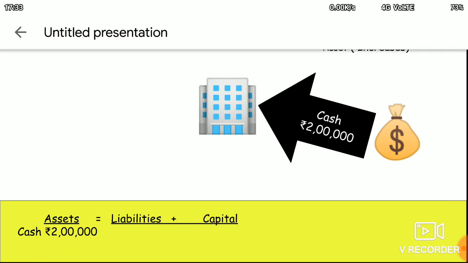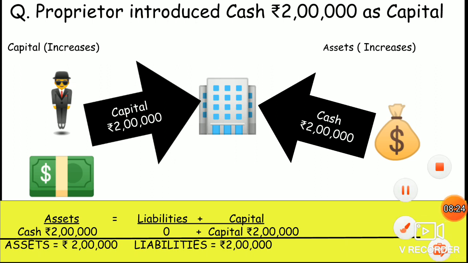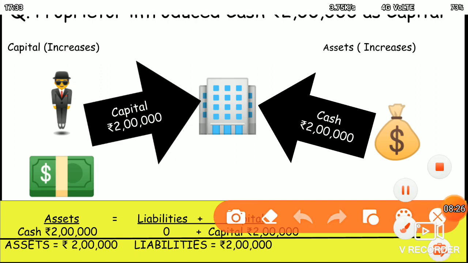So the total effect of this transaction, if we see on the accounting equation, we find that the total of assets is 2 lakh rupees and the total of liabilities is also 2 lakh rupees, because we don't have any liabilities account affected in this transaction. We had capital of 2 lakh rupees. So the total of liabilities and capital gives us 2 lakh rupees. So the effect is that the assets are equal to the liabilities plus capital.